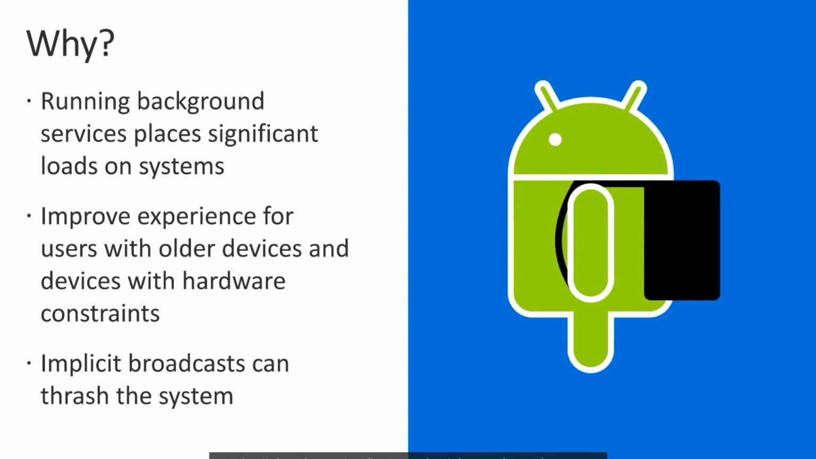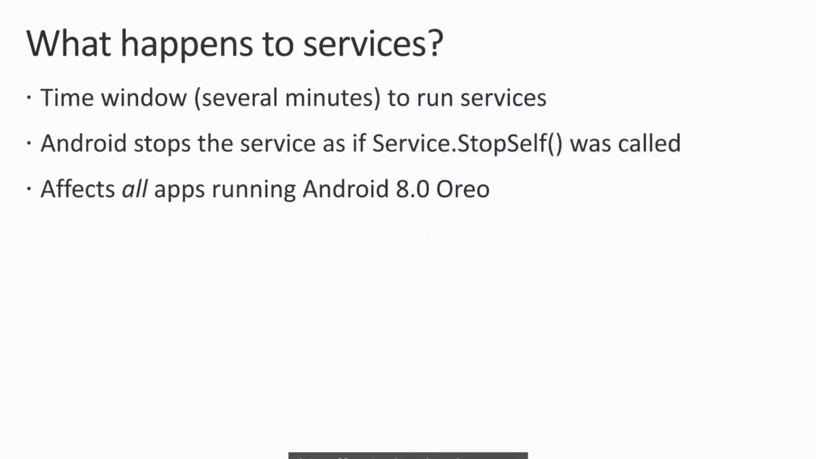So the idea here is that Android needs to be more intelligent, not about work in general, but just how this work is scheduled and how it should happen. So in an attempt to put some controls on this, there had to be some limitations on background services and what they can and can't do. So this is effectively what happens: as soon as your app goes into the background, it has a window of a few minutes to run its services and to let them finish up and do any work they need to do.